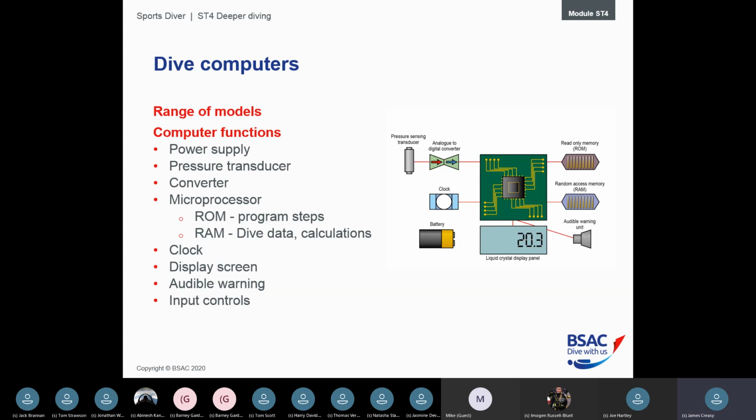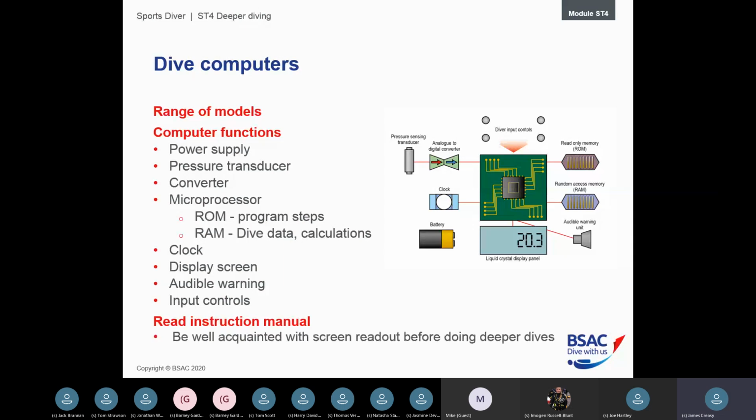So a little unit in there, and then your controls, your little buttons on the side, allow you to control it. And if you buy your own computer, make sure you read the manual. They're not the simplest pieces of kit. They've all got various things that they can do. So just make sure you read the manual so you know exactly what your computer wants you to do and how you can use it. It means you can be well acquainted with any of the readouts on the screen. So if something flashes up on your computer that you hadn't seen before, you will know what it means because you've read it in the manual.